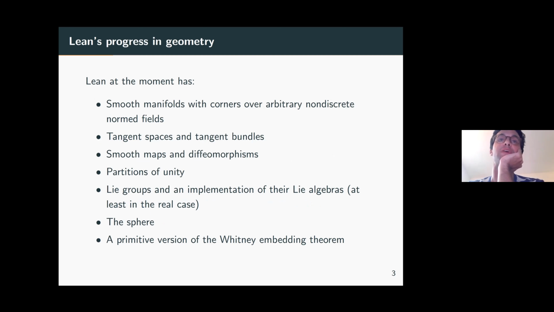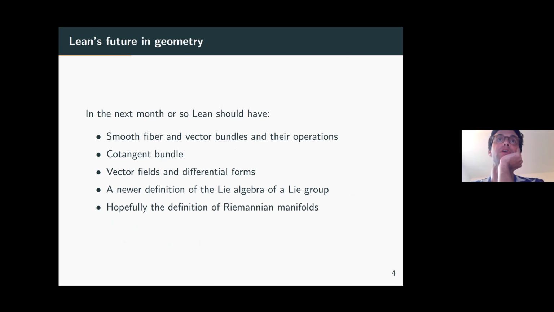There is the definition of Lie groups, and there is a slightly unusual implementation of Lie algebras. I should formalize another implementation soon. Then as for instances, we have this here. As far as I'm aware, we do not have projective spaces yet, which Isabelle has, but it should not be that complicated to formalize. And there is a primitive version of the Whitney embedding theorem. That is to say, it's formalized for a compact manifold without any optimal dimension, but it's already some result that is there.